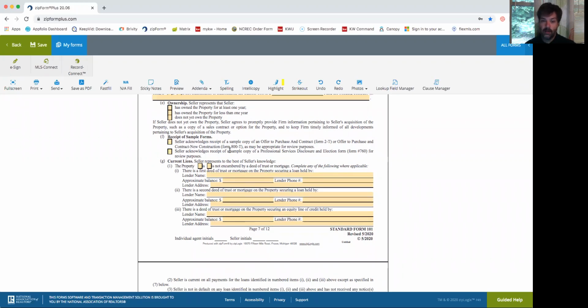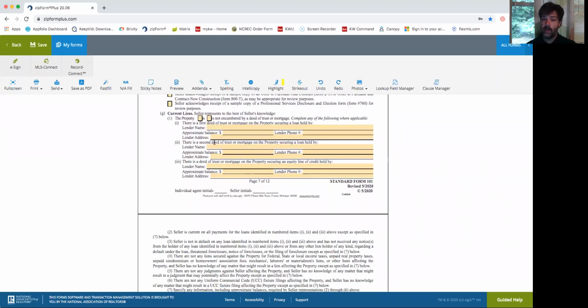Give them the copy of the professional services disclosure and election form. I like to give it to them and say, this is going to be a checklist that the buyer is going to be looking at as they perform their due diligence on all the potential and possible inspections they want to do, from radon, accounting, and appraisal, etc., and answer any of their questions about that. So check those boxes, give them the forms.